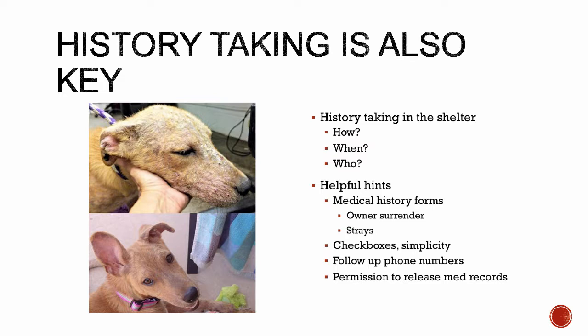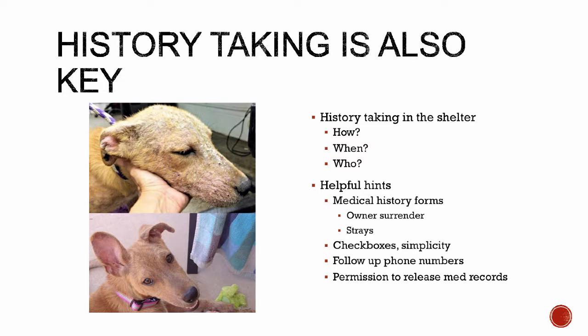Do they have diarrhea, et cetera? Check boxes help with this. So the simpler you can make these history forms, the better they are. Get follow-up phone numbers for whoever knows anything about that animal.